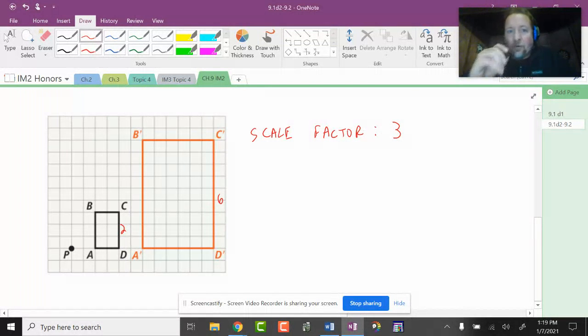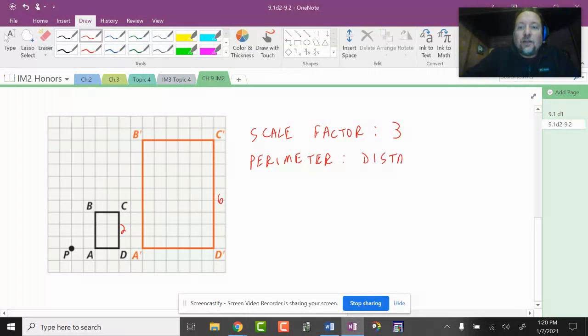And let's start with perimeter first. We should know perimeter is distance around. Perimeter is distance all around an object. We walked around the object. It's just adding up all the sides.